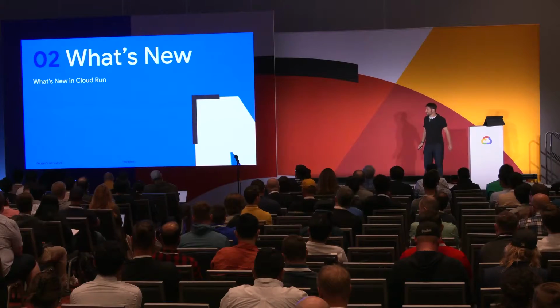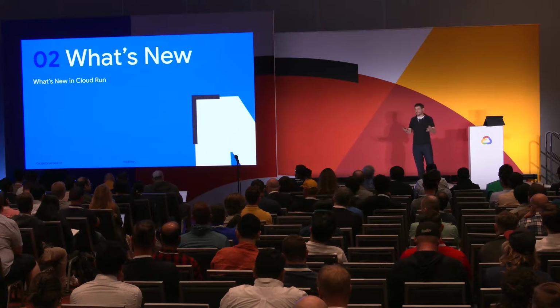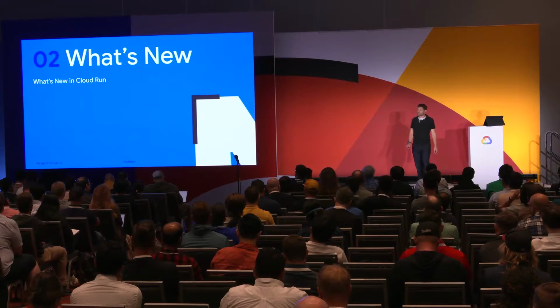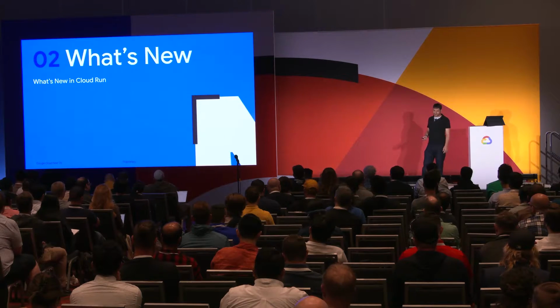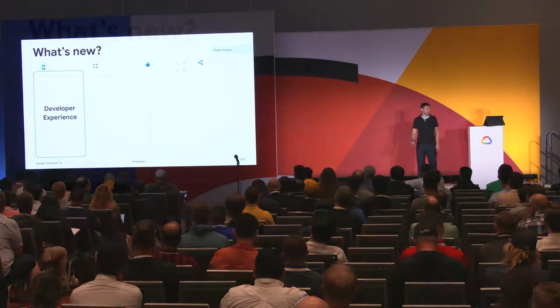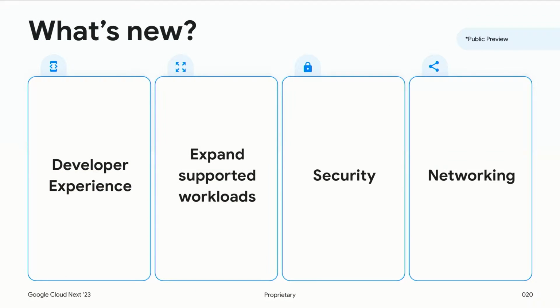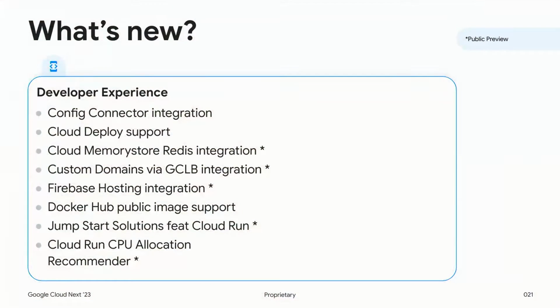So I'll quickly jump to what's new with Cloud Run. The demo portion's over, but I want to give you an overview of some of the features that have launched either to GA or preview so far this year. We've launched a bunch of stuff across a few pillars: developer experience, expanded workload support, security, and networking. I'll give a couple of highlights on each one because there's a lot. You can feel free to look at the slide later because it's a bit of an eye chart.